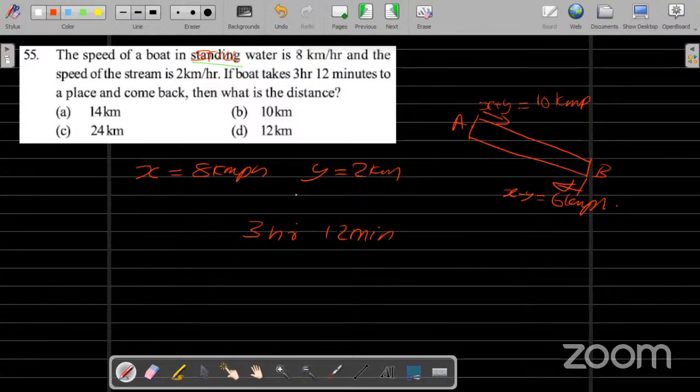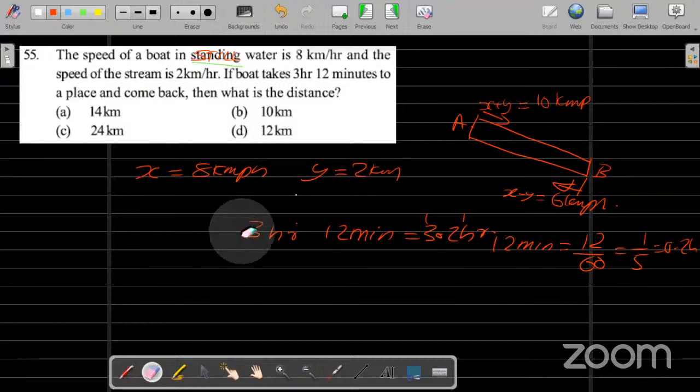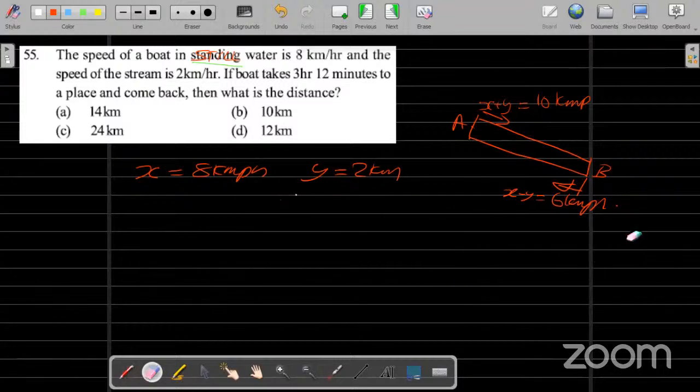So we convert the 12 minutes to hours. 12 minutes equals 12 by 60, that is equal to 1 by 5, that is 0.2 hours. So 3 hours 12 minutes is 3.2 hours.